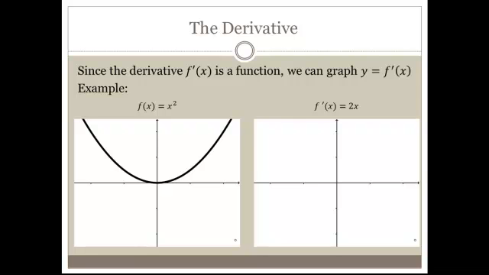Remember that the derivative at a point gives the slope of the original function at that point. On the left-hand side of the graph f of x equals x squared, we have a negative slope, so the derivative must be negative. As we move to the right, the derivative and the slope become less and less negative until it reaches a point where it's 0. After that, as we move further to the right, our slope is increasing more and more positively, as does our derivative.